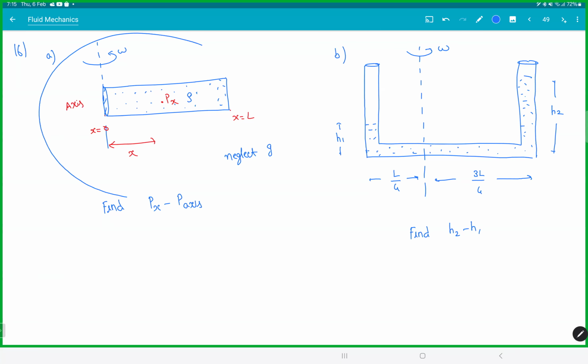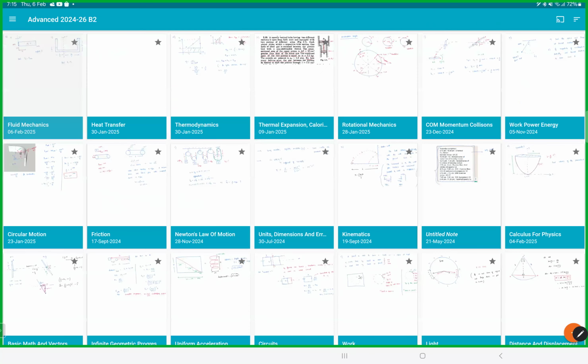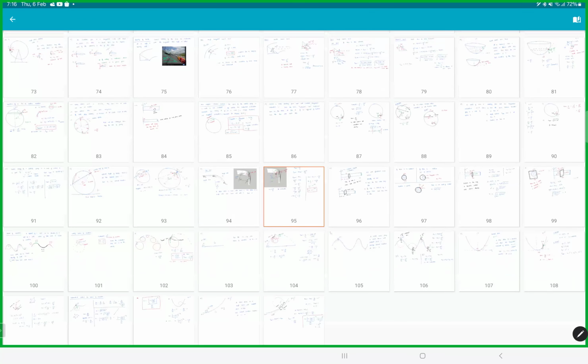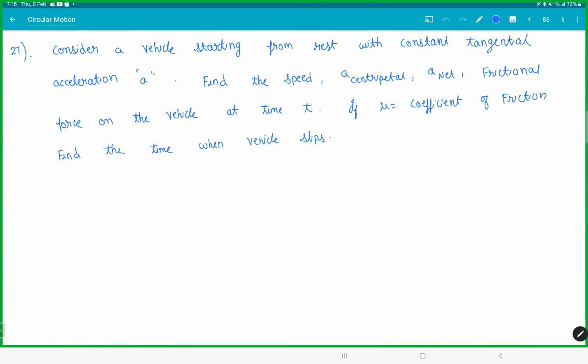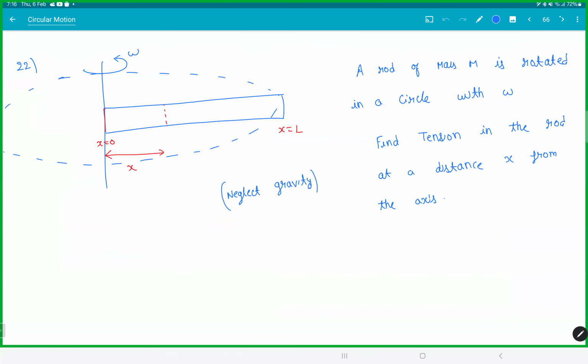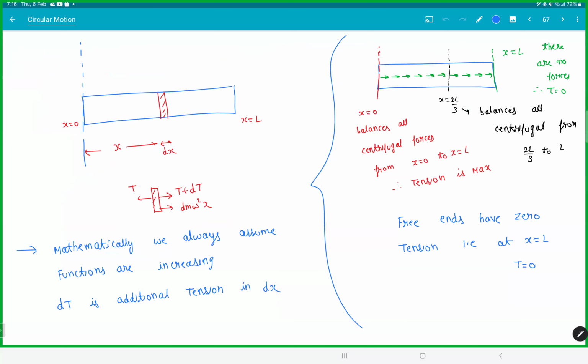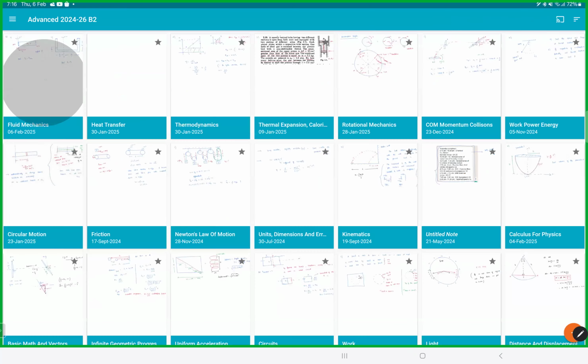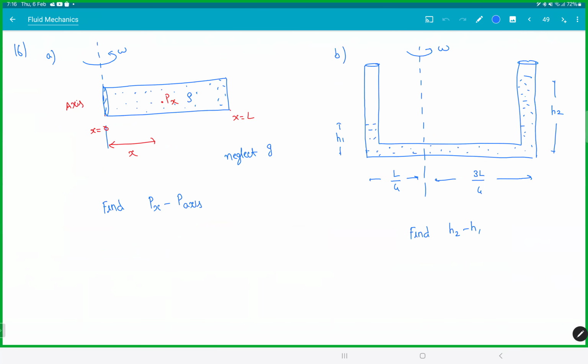Do you guys remember where we have done something like this, similar to this? Anyone remember? A rotating rod. Find tension as function of x. It has its similarities. I won't say exactly same, but try. Get the first one. I'll give you a minute for the first one and 2 minutes for the second one. Anyone not clear with the question or the diagram, please ask.